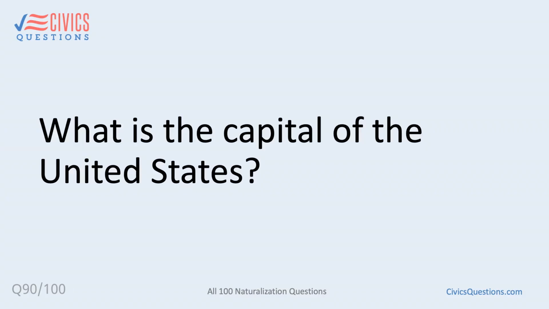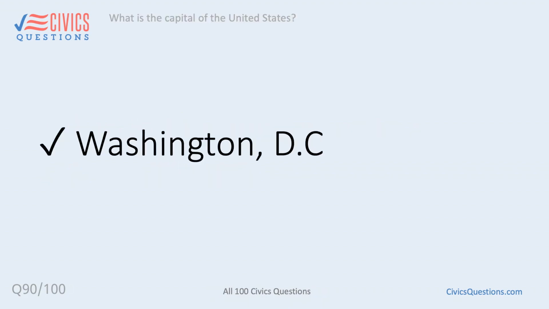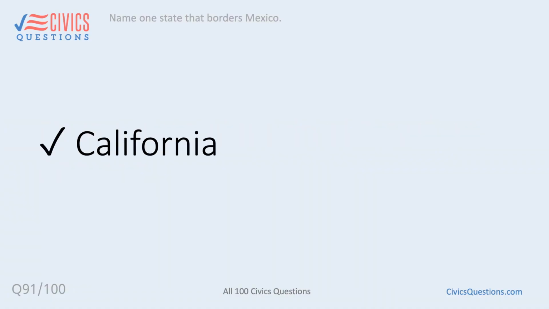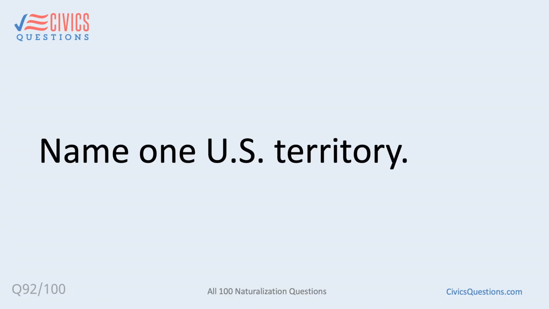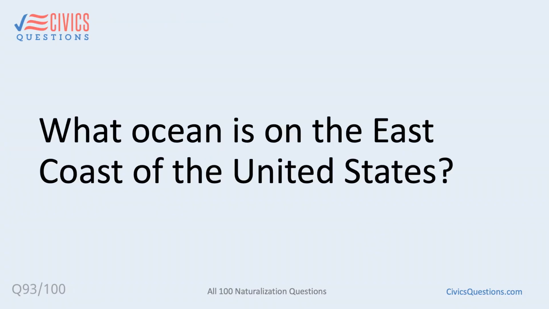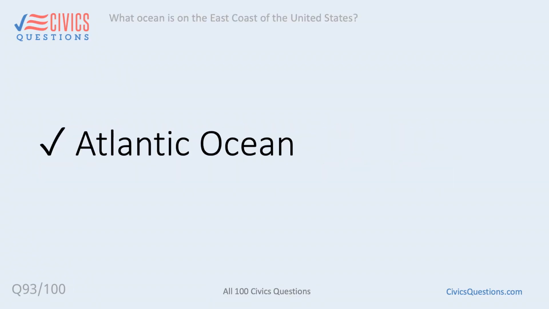Geography. What is the capital of the United States? Washington, D.C. Name one state that borders Mexico. California. Name one U.S. territory. Puerto Rico. What ocean is on the east coast of the United States? Atlantic Ocean.